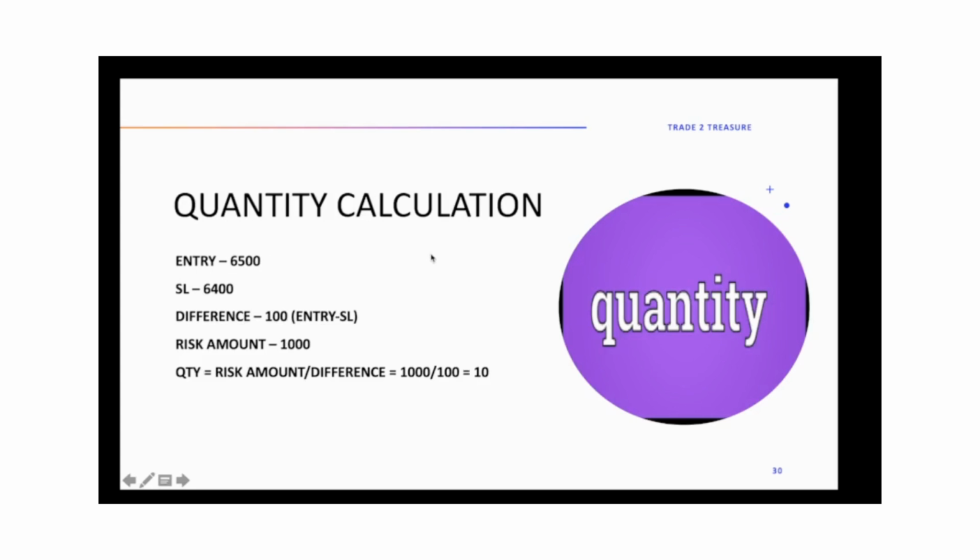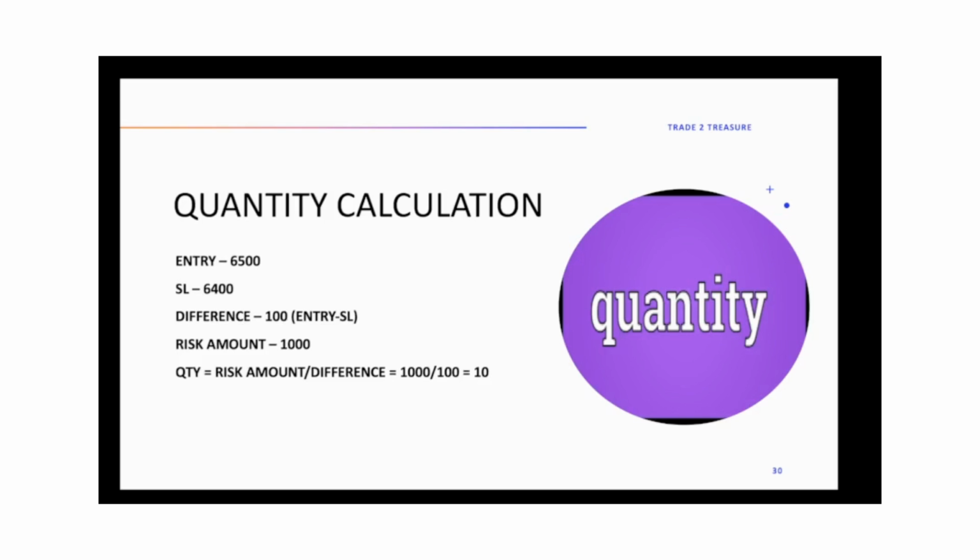Now I'll just give you a small quantity calculation formula so that you can keep your risk same all the time. If your entry point is at 6,500 rupees value of the stock, and if your stop loss line is at 6,400, then the difference is entry minus stop loss, which is 100. Now let's say you want to take a risk amount of 1,000, then your quantity formula says it should be risk amount divided by the difference, which is 1,000 divided by 100, which is 10.